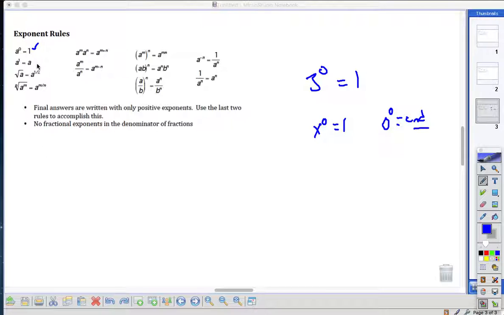It says any number to the first power is that number. So 3 to the first power is going to be 3, x to the first power is x, and so on. Any number to the first power is defined as the number itself. These are both by definition, so there's no way to prove it. That's just what it is. The next definition is this one. It says a to the 1/2 power is by definition the square root of a.